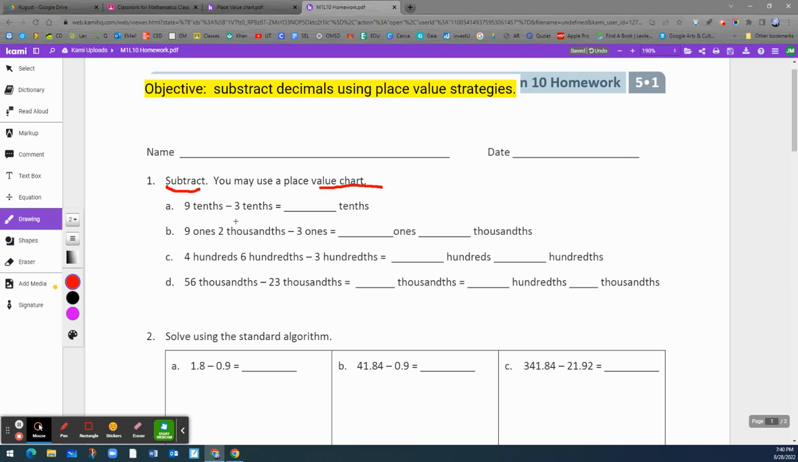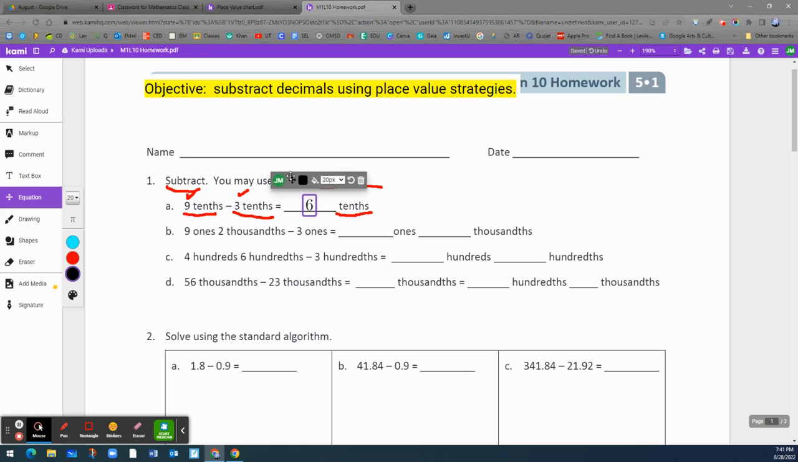So we have a subtraction. You're going to subtract 3/10, which is a smaller number, from a larger number, which is 9/10. Because the units are the same, all you have to do is look at 9 minus 3, and your answer will be 6. So the answer is 6/10.